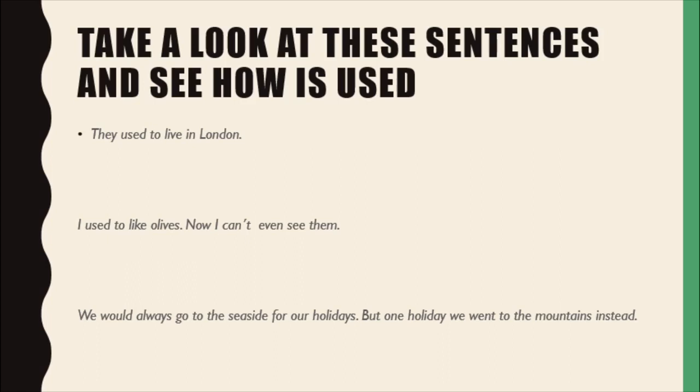Number one, they used to live in London. Number two, I used to like olives. Now I can't even see them. Number three, we would always go to the seaside for our holidays, but one holiday we went to the mountains instead. Take a look. Okay? Ready?